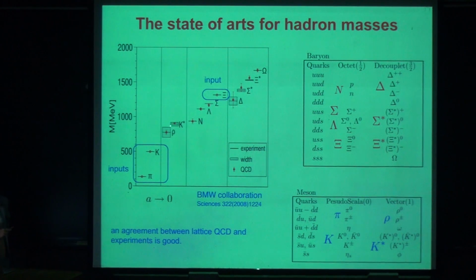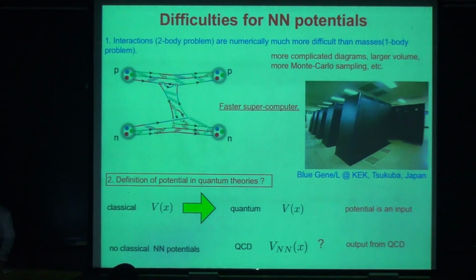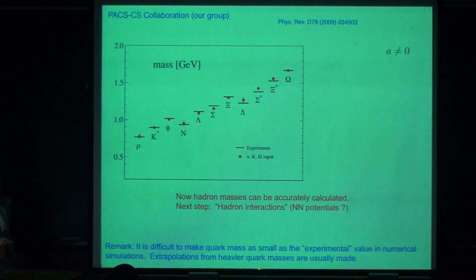This red symbol is the QCD calculation, and this bar is the experimental result, the experimentally measured value. As you can see from this figure, the agreement between lattice QCD calculation and experimental value is very good. This is the current status of the hadron mass calculation. So now hadron mass, I think, can be accurately calculated. So the next step is hadron interaction. In this case, it's nuclear forces.